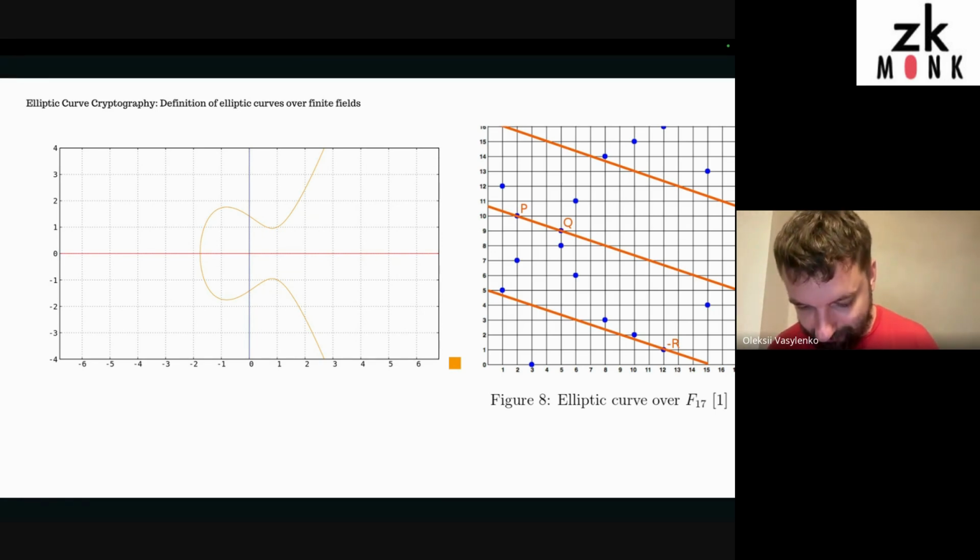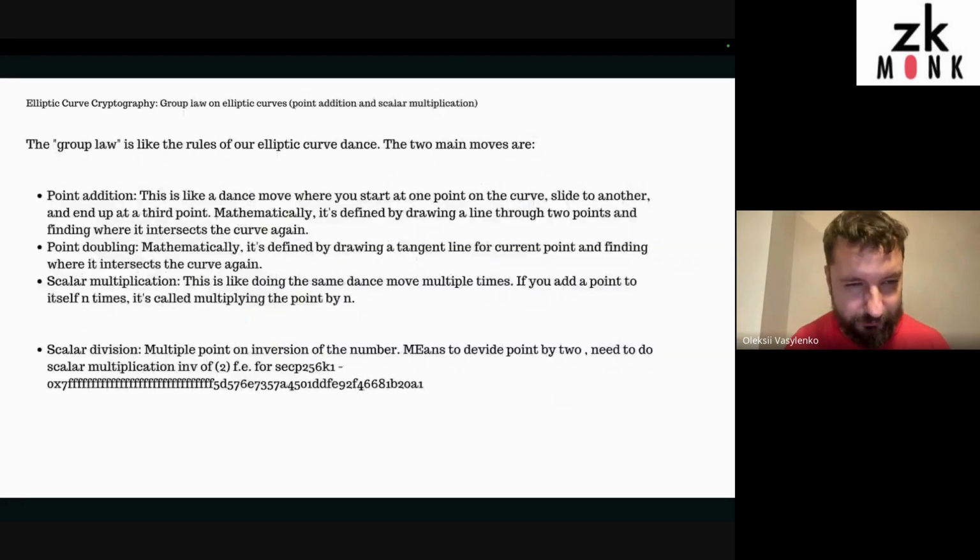Please, if you have any questions, just feel free, I will be happy. But these 2 pictures are very important to grasp what's going on with the elliptic curve.